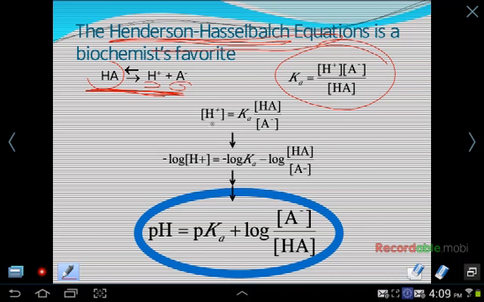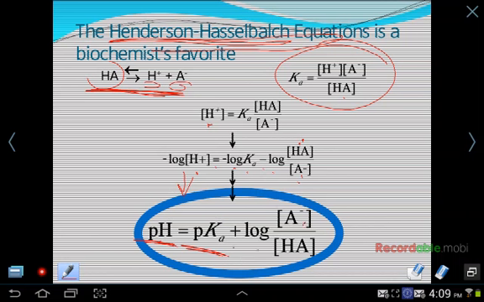If we rearrange our equation to solve for H+, we get this. Again, if we put it to our pH scale, the negative log of the hydronium cation is equal to the negative log Ka minus the log of the acid over the conjugate base. We then can convert this into pH because pH is equal to negative log of H+. So we have the pH is equal to pKa plus log of [A-] over [HA].